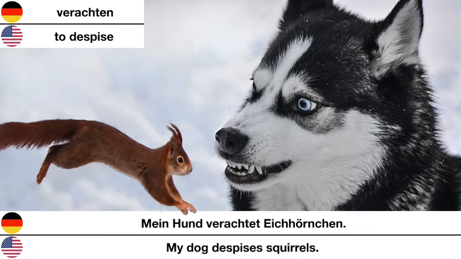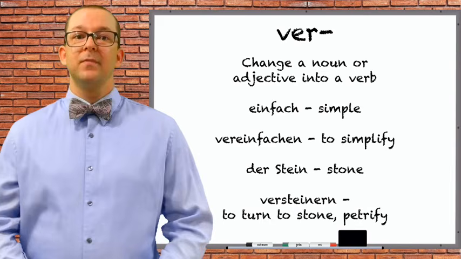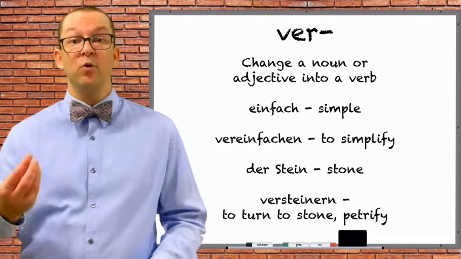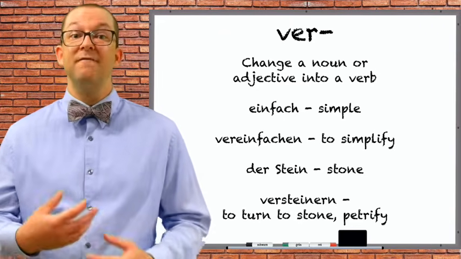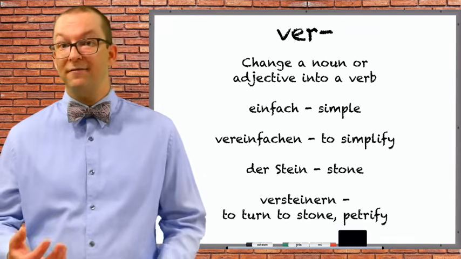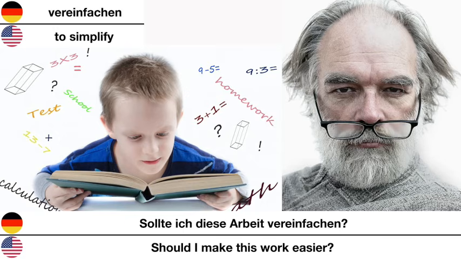I've mentioned achten a couple of times now. When you add ver, you get to despise. You regard them in the wrong direction. Mein Hund verachtet Eichhörnchen. My dog despises squirrels. It can also imbue a verb with an attribute by changing a noun or adjective into a verb. Vereinfachen, for example, means to make simple, as the word einfach just means simple. Sollte ich diese Arbeit vereinfachen? Should I make this work easier?